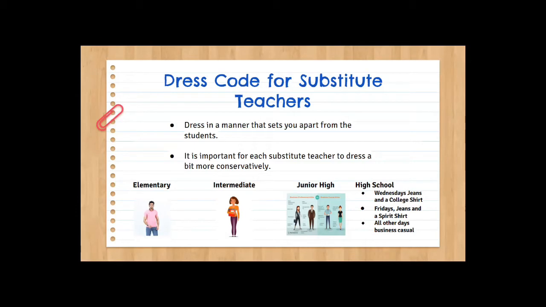For elementary, you are allowed to wear jeans every day of the week with a nice top, collar, button down, things like that. For intermediate, it is slacks or pants and a nice shirt. On Wednesdays, you can wear jeans and a collared shirt, like an A&M shirt or a Longhorn shirt. And on Fridays, you can wear jeans and a spirit shirt, a Caldwell ISD spirit shirt. That goes the same for the junior high school as well as the high school.